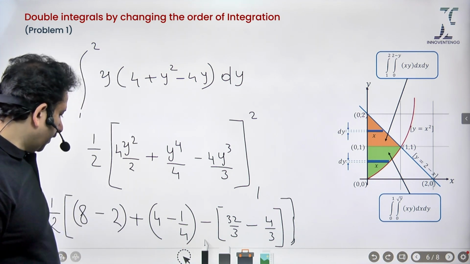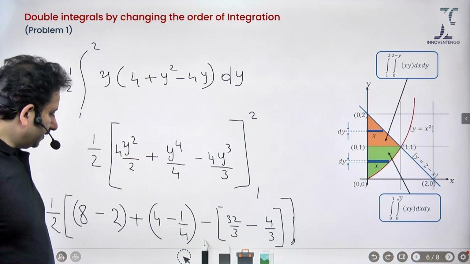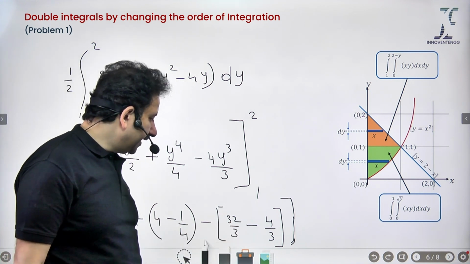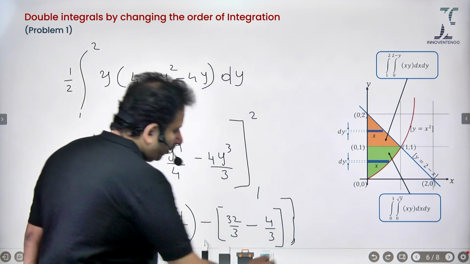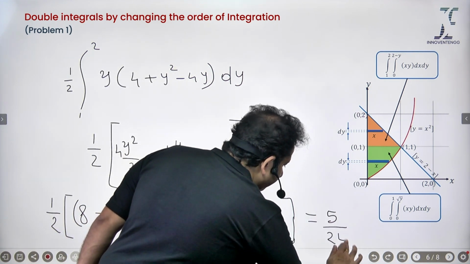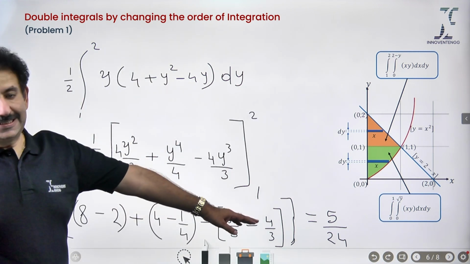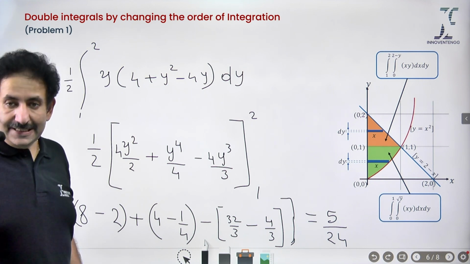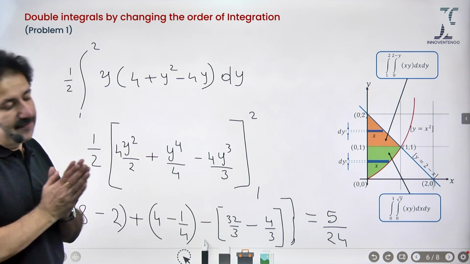Now if you simplify all this, you get 6 here, you get 15 by 4 here, you get minus 28 by 3, and all that gets simplified to 5 by 24, right? So that is the numerical value of the first integral. Now let's try and evaluate the second integral and then sum it up.